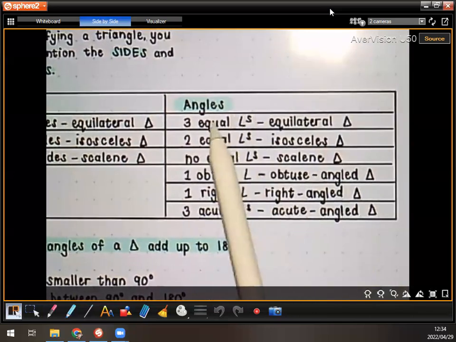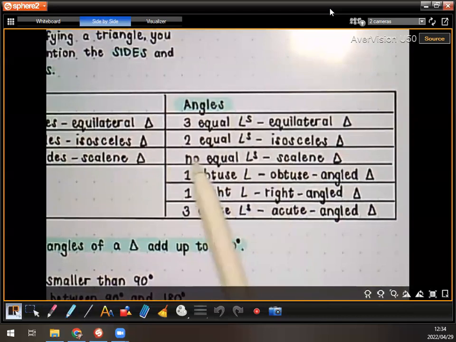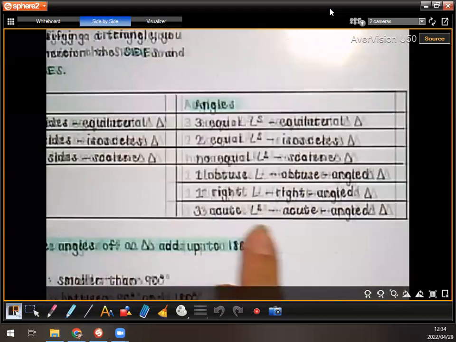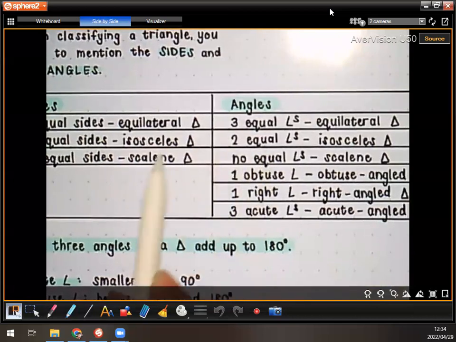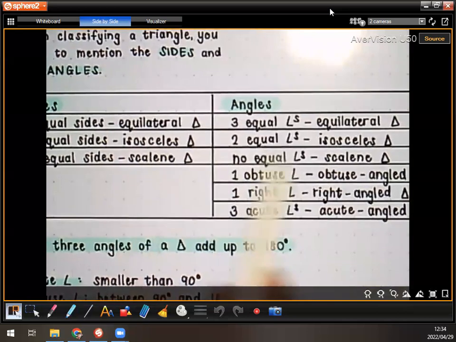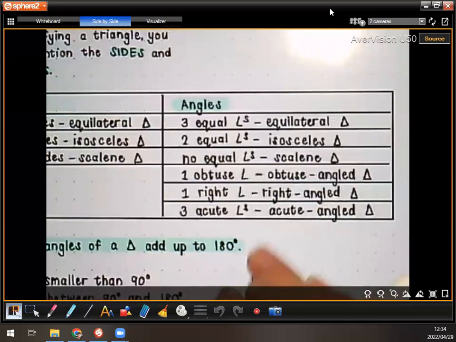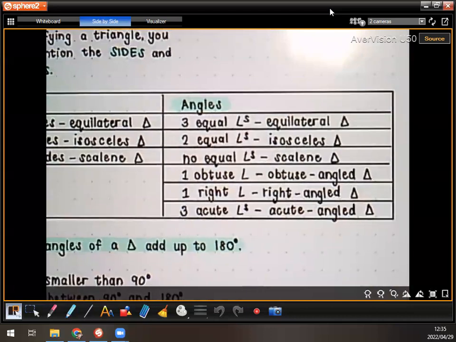What did they give us? Did we have 3 equal angles or 2 equal angles or no equal angles? No equal angles. That means that, even though they didn't tell us, we will also have no equal sides. All right, so guys, if they've only given us angles, we can do a full classification. But we are going to have to mention 2 things.